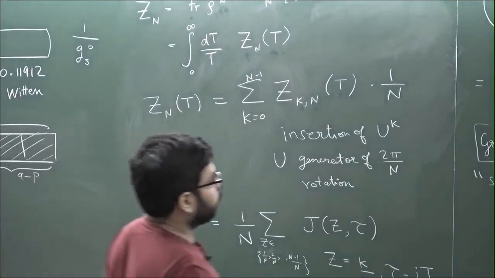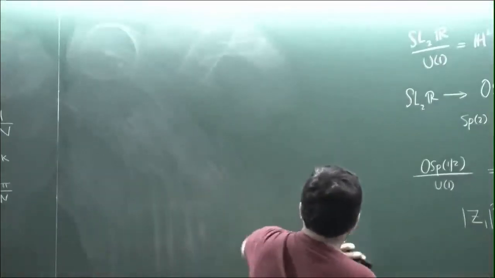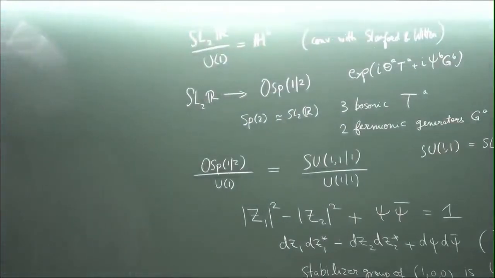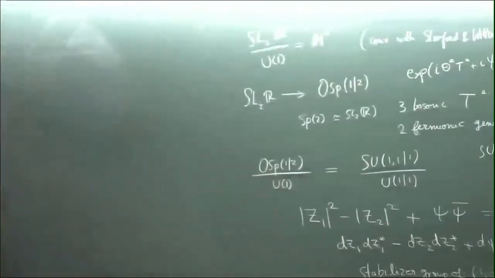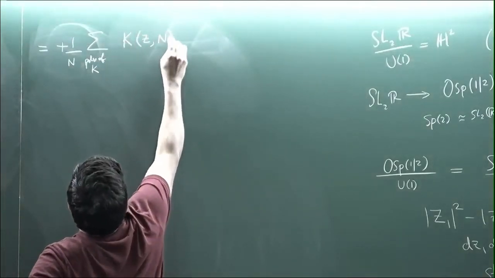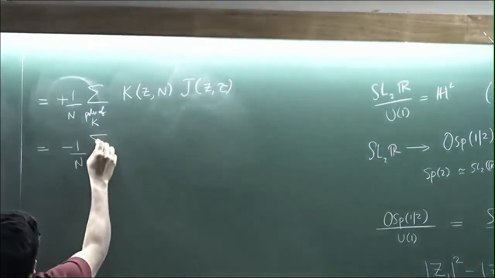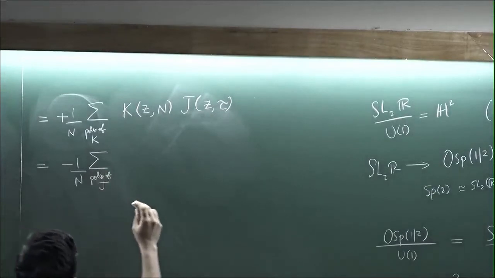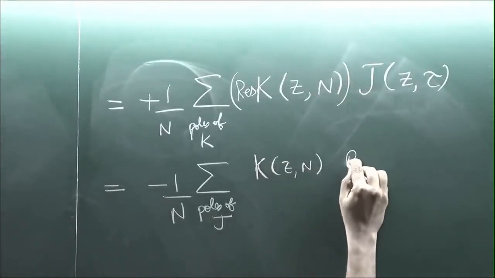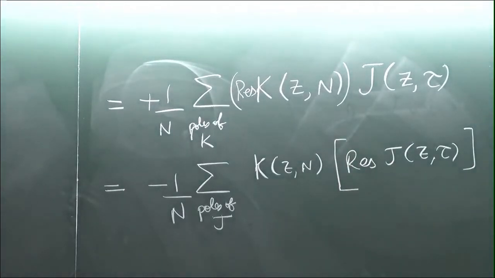Okay. So, of course, the trick is to convert this sum into a contour integral. And I'm just going to write a few equations and then explain. So this is equal to minus, is equal to plus 1 over n, sum over poles of k. I will define k in a bit. K depends on z and n, times j of z and tau. It's going to be minus 1 over n sum over poles of j. Sorry, this should be residue. K of z comma n times residue of j of z comma tau. Okay. Where all these poles and residues are as functions of z.